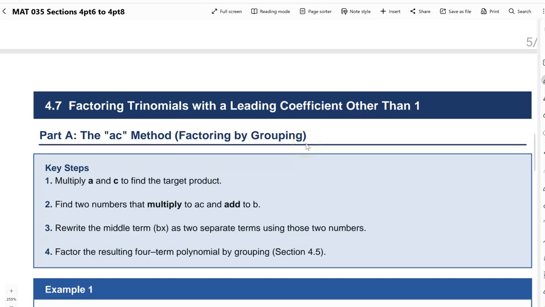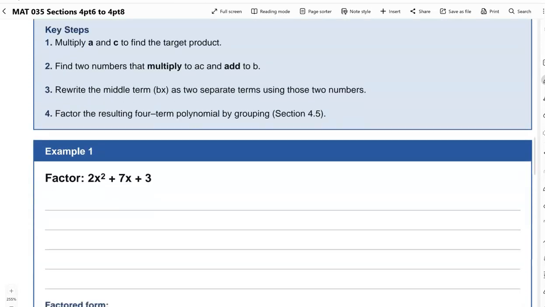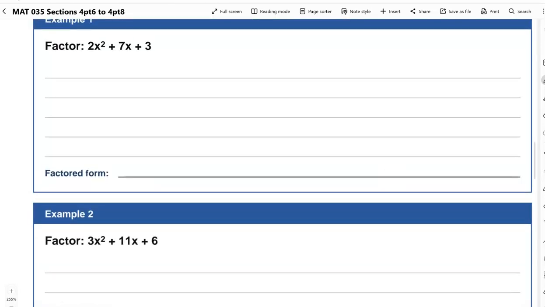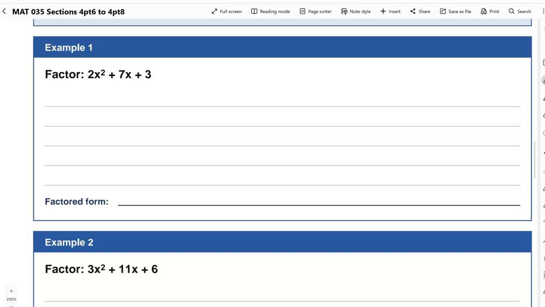So in this video, we're going to take factoring a step further. Now we're going to factor things where that leading coefficient is not 1. I'm still using the AC method. It's going to work the exact same way.